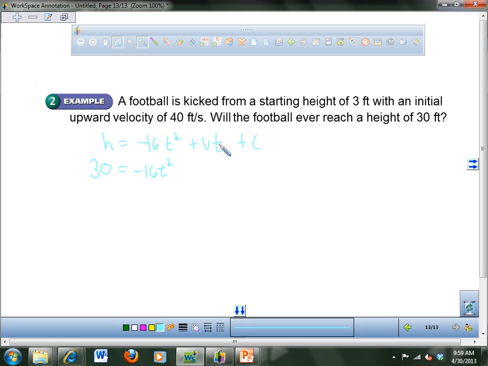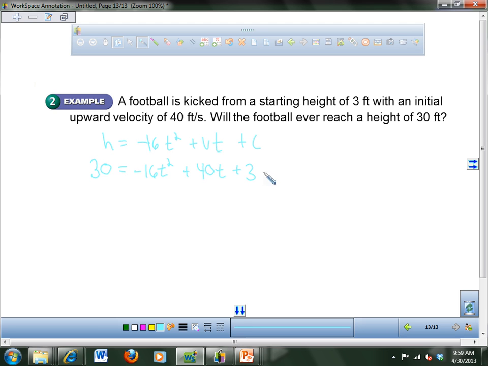What's b? What's v? Come on, someone tell me. What's the initial velocity? No, that's the initial height. What's the initial velocity? 40 feet per second. So 40 goes in here. And c is your 3.